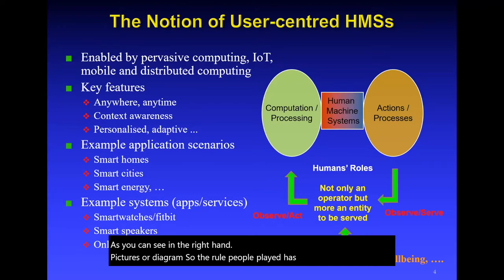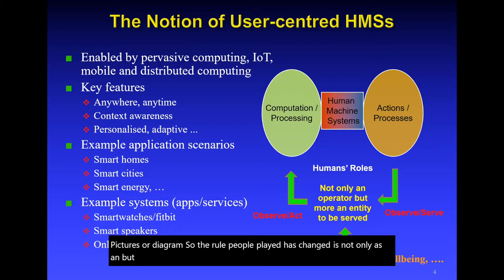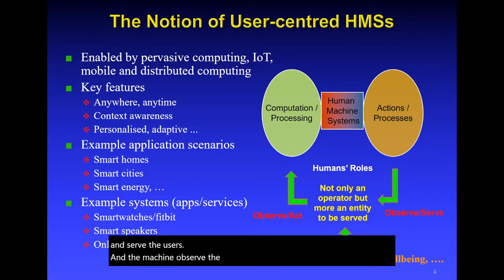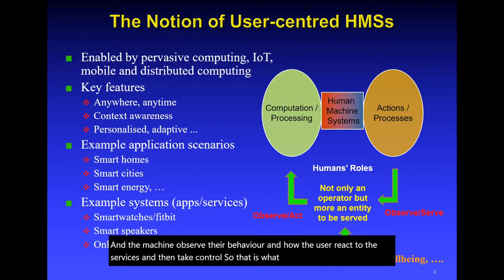It's not only as an operator, but more as an entity to be served, for user experience, satisfaction and well-being. The machine observes and serves the users, observes the behavior and how the user reacts to the services, and then takes control. So that is what we are now talking about: anywhere, anytime computing, context awareness, personalized, adaptive or anticipatory services.